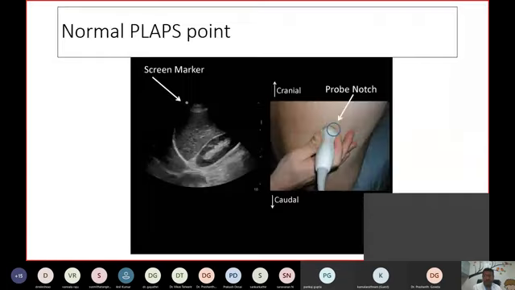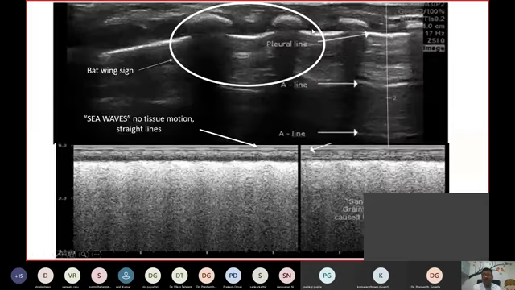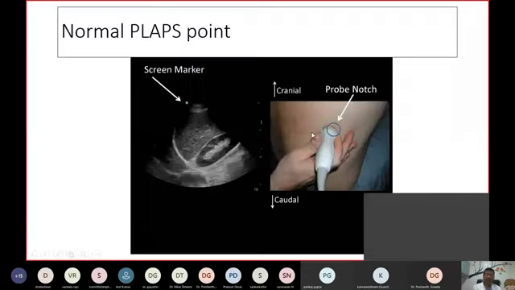So a normal lung or A profile, you are going to get a pleural line, very important. You're going to get equidistant A lines, and you're going to get a seashore sign or sandy beach appearance on M mode. That is your normal lung, or lung sliding, what we mean. And just to show you how the image will appear at a flaps point.